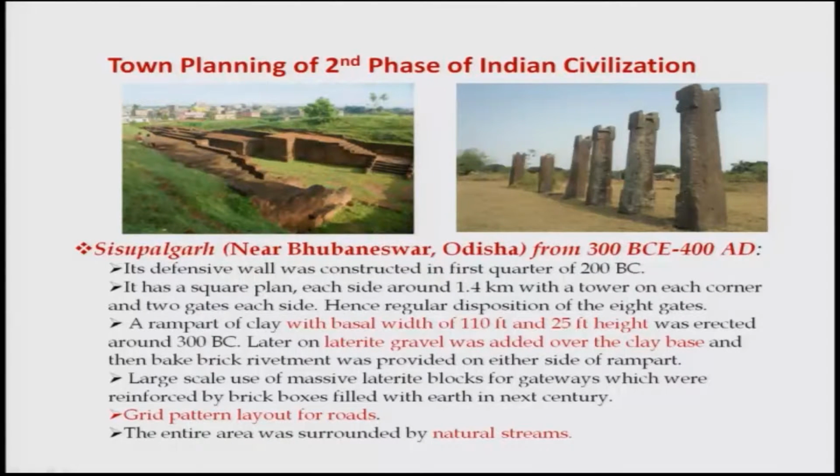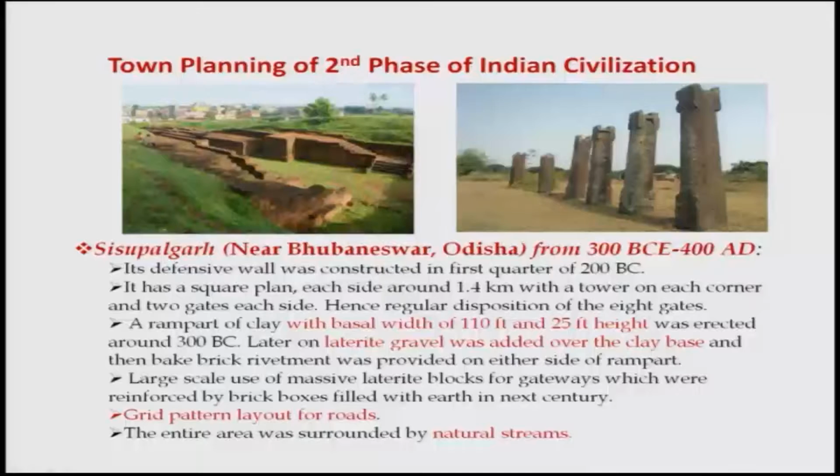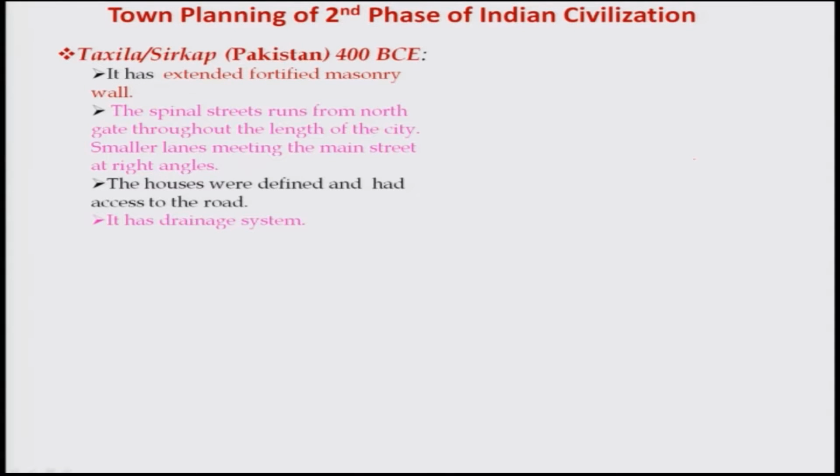And a grid pattern layout for the roads. The roads had a grid pattern, which is what is ideal. And the entire area was surrounded by natural streams, and streams basically mean water will be there, and water is very important for life. We do not really plan for that, and that should be done, and we will be discussing water in the next lecture.